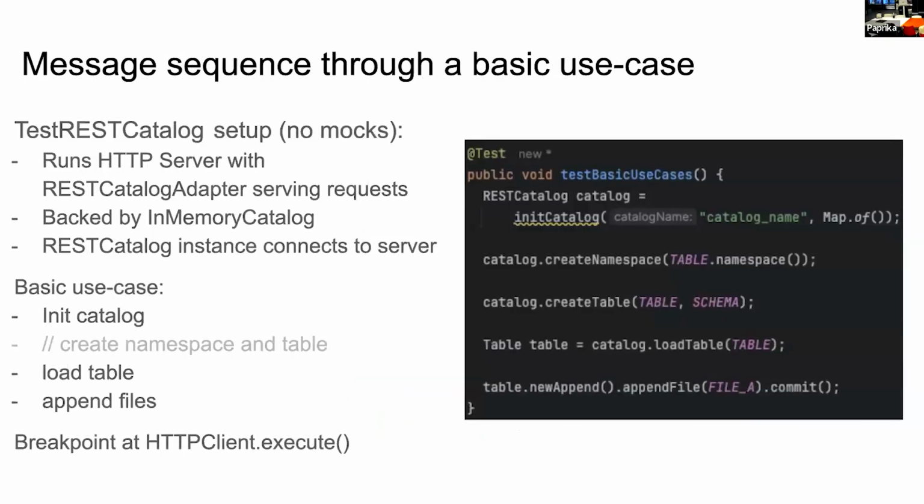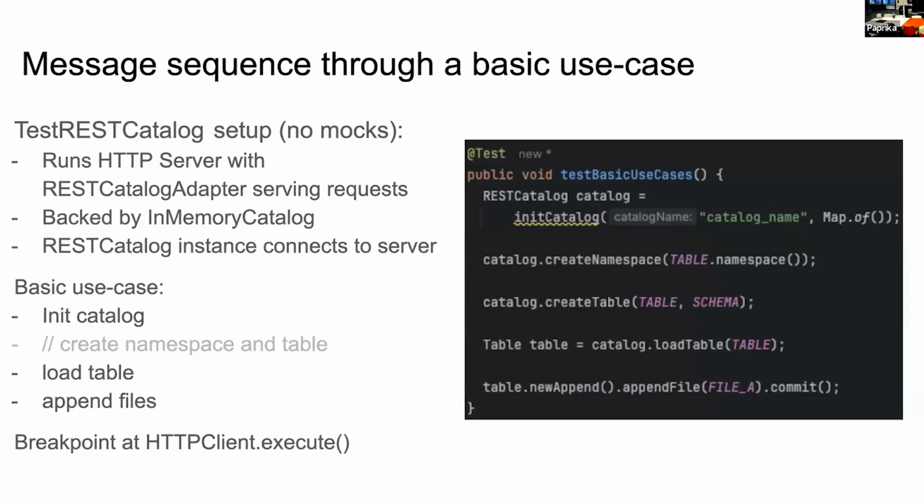Just to demonstrate how the message flow goes between the client of the REST catalog and the REST catalog server itself, let me walk you through a very basic use case. The use case is that you have a query engine. You just start it now. The query engine connects to your REST catalog and then does very basic stuff like loading a table and then inserting some new rows into this table.